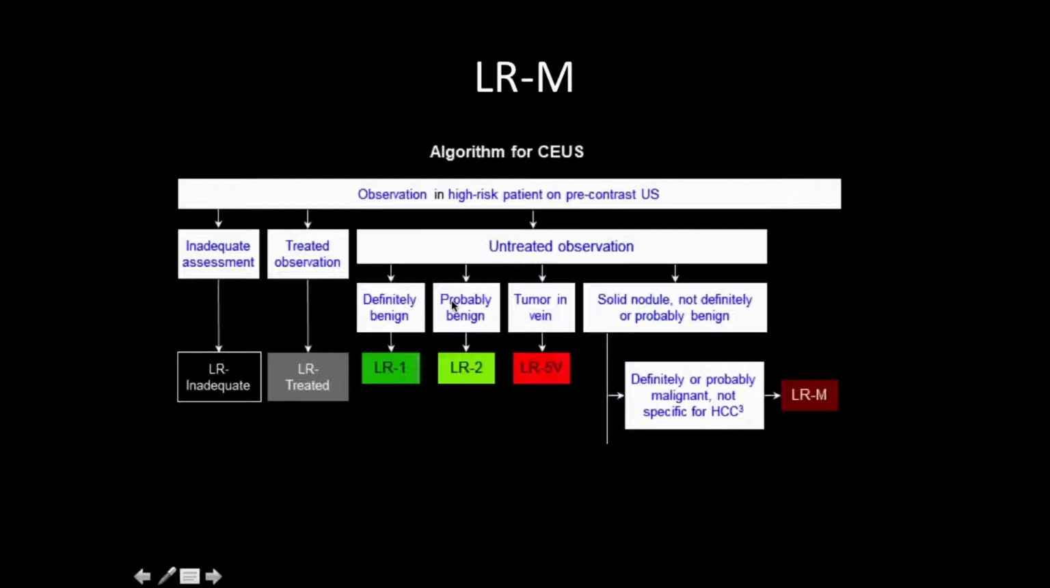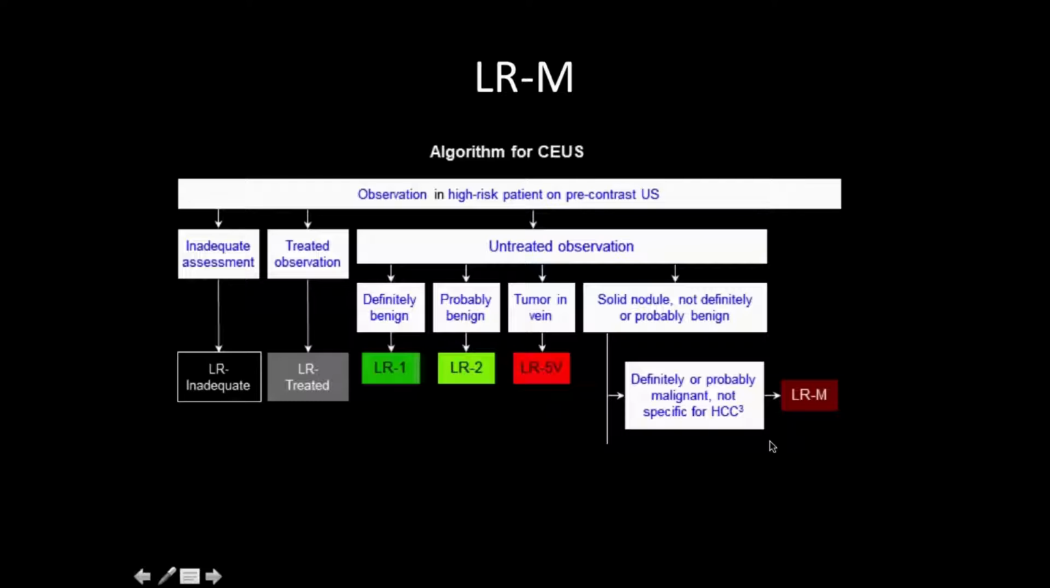And so this is characterized as LR5V because we showed both the tumor in the vein and also the tumor in the liver. So now we're finished with that portion of the algorithm, and we move over to the very, very important category of LRM.